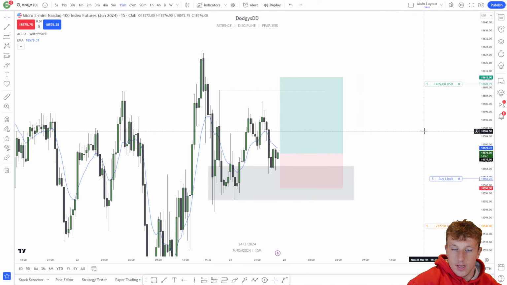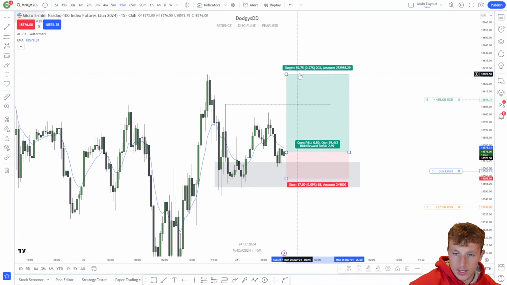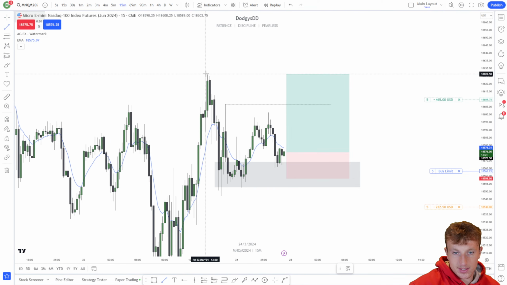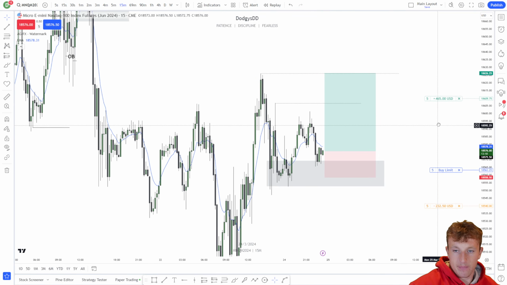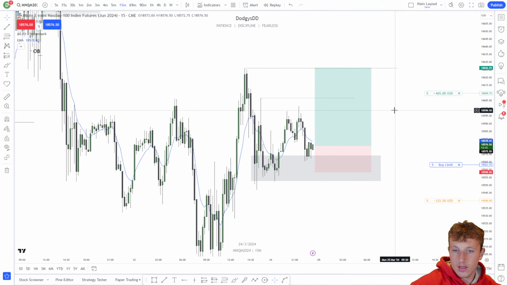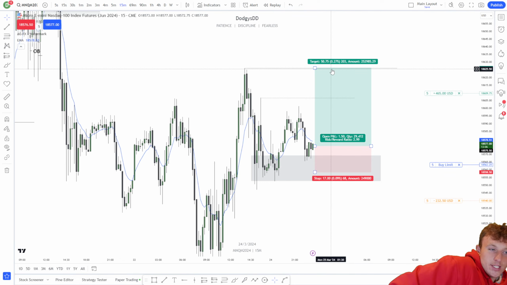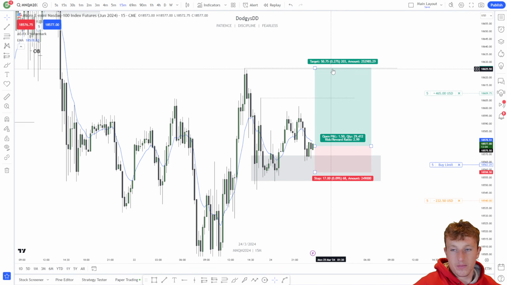And yeah, again, remember, even if you go for a 3R, like you could go for a 3R here because look, this high lines up here. That means if you win this trade, you could lose the next 3 trades and be break even. So if you win a 3R trade, you could lose the next 3 trades and still be break even. You could lose the next 2 trades and still be profitable.